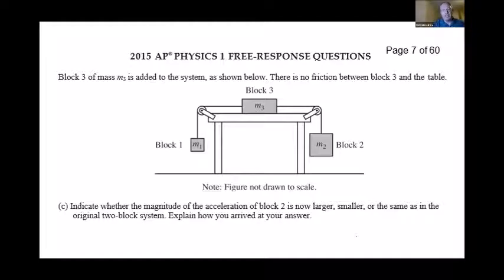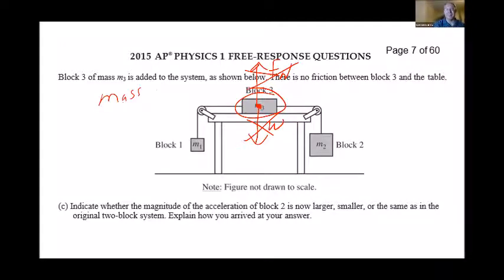So the only thing that changed in this part of the problem from the first part is that we added block 3 up here on the table. Now, if we think about a free body diagram for block 3, we know that the weight of block 3 and the normal force on block 3, those are canceling each other out. So essentially, this is not affecting the force acting on the system, but it is affecting the mass.